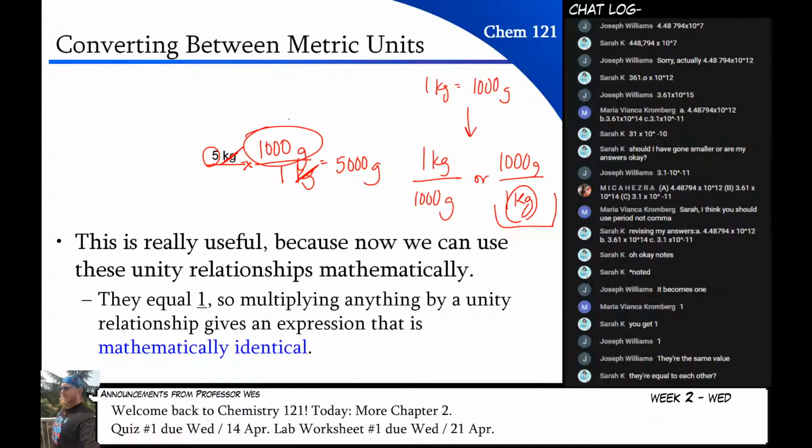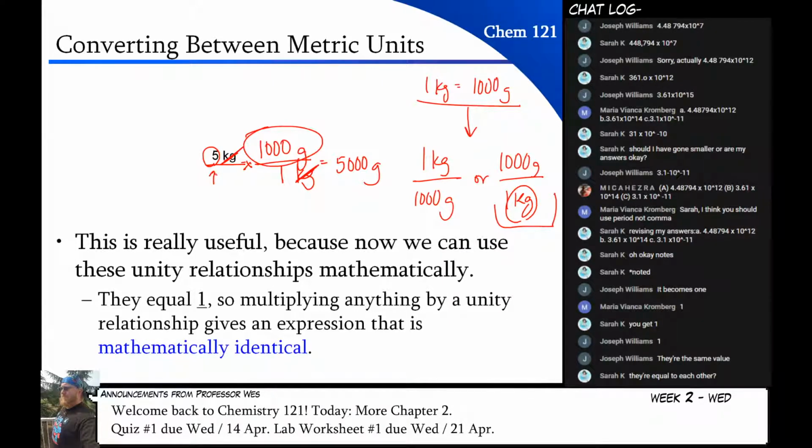So I can do the mathematical analysis and arithmetic to determine the value of some quantity in a different unit. And this should be pretty straightforward, because everybody would look at this and say, well, if there's 1,000 grams in a kilogram, 5 kilograms must be 5,000 grams. You just times it by 5, right? And that's exactly what we're doing. So there's my 5.